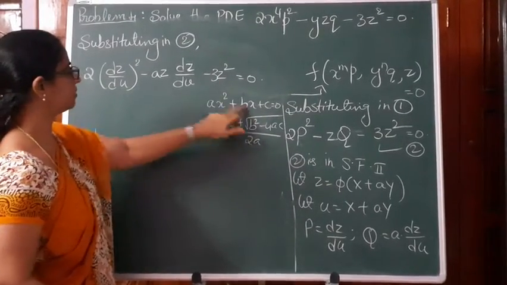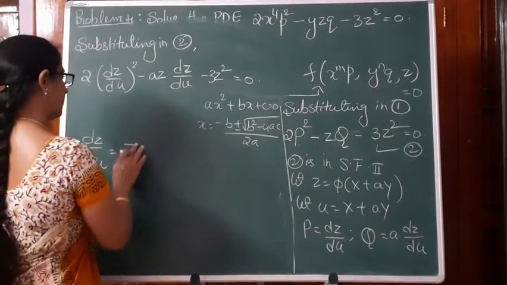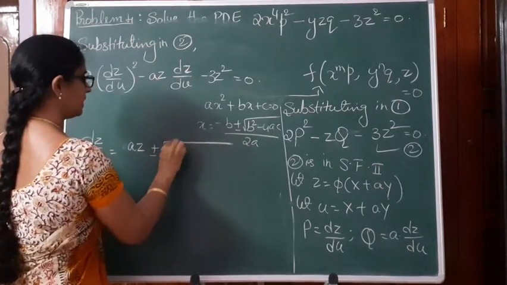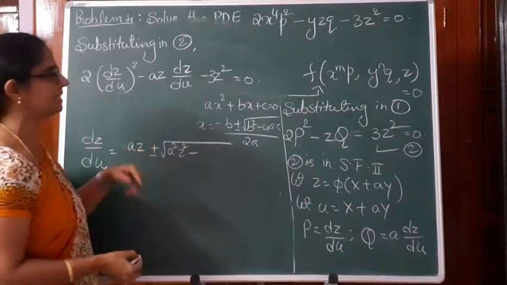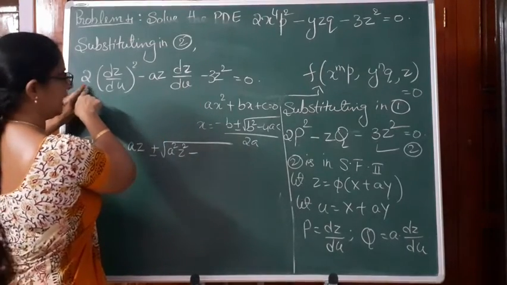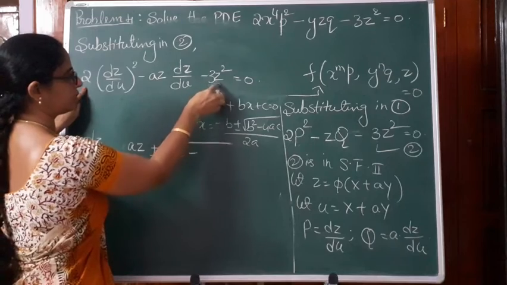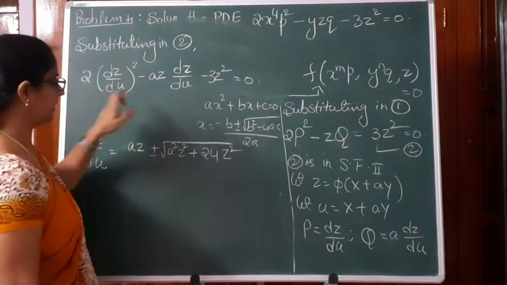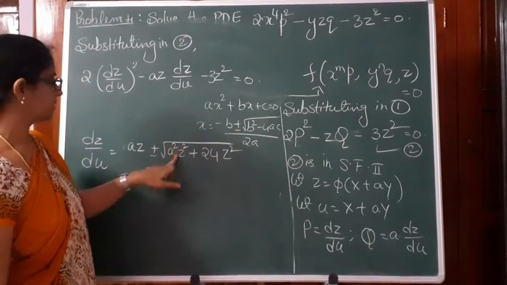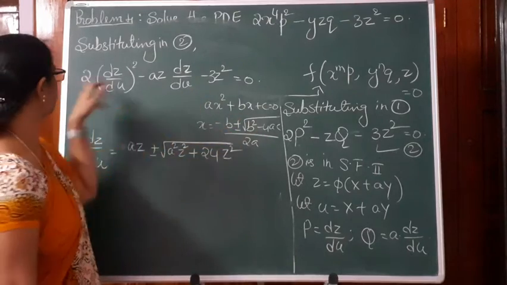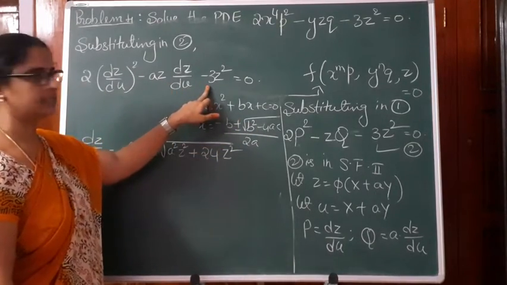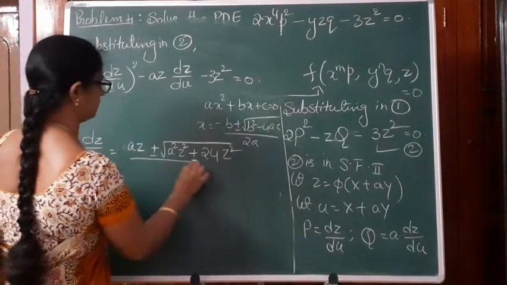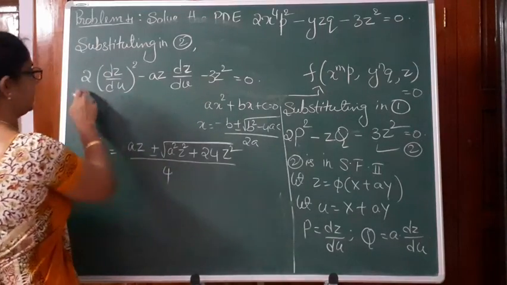What is b here? That is the coefficient of dz by du, which is minus az. So minus of minus, plus az, plus or minus root over b square. B square means a square z square minus 4ac. 4, a is 2, so 8. C is minus 3z square. 8 into 3 is 24 z square. Am I correct? Let us check again. B square is a square z square minus 4a, 4 into 2 is 8, into minus 3z square. 8 into 3 is 24, minus minus becomes plus, z square, by 2a, that is by 4. 2 into a is 4.